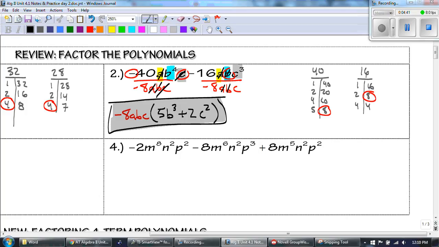All right. My leading coefficient is negative. My GCF is negative. 2 is going to be the smallest number. Now, let's look. We have to keep track of our variables. The smallest m is m to the 5th.